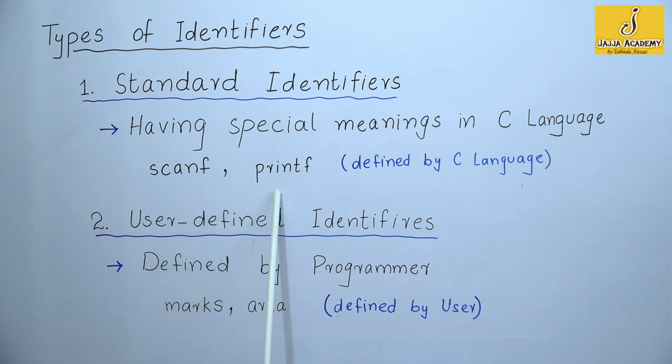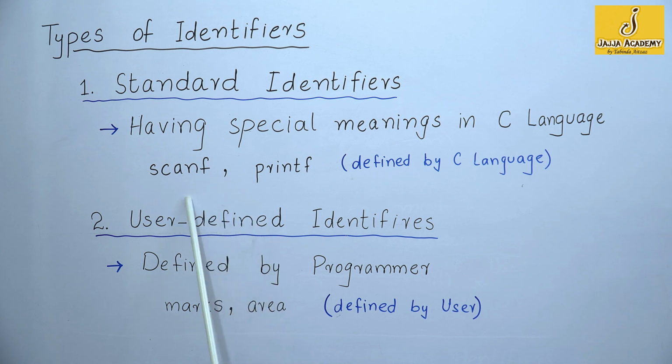Similarly, printf is also a standard identifier. It also has predefined meanings in C language, and this function is used to print output on the output screen. Both of these identifiers are reserved words used for input and output functions and are predefined in the standard input output library, which is called stdio.h. If a user redefines these functions, that is scanf and printf, and uses them for his own purpose, then how will he do input and output operations?